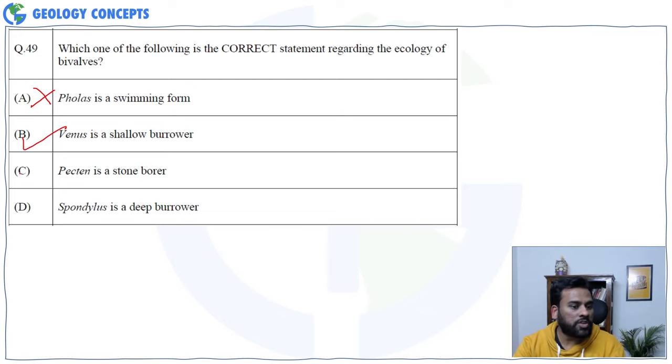No, Pecten is a swimming form. Spondylus is a deep borer. No, it is a cemented form, or it can be in a free flowing area where the energy is high. So B is the correct option here. Venus is a shallow borer.